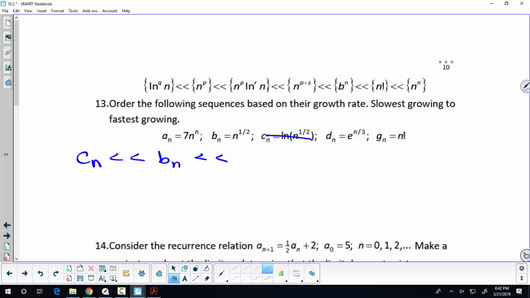Then D sub n? Y'all agree? Exponential. A sub n next? A will be last. No, A sub n is the last. I mean, G is next. Yeah, so what we have left is factorial versus n to the n. So G sub n and A sub n.